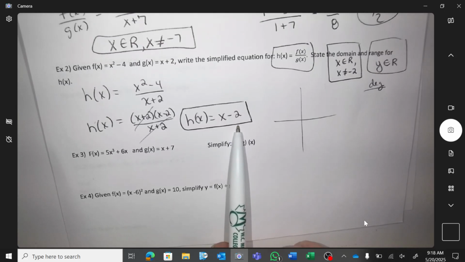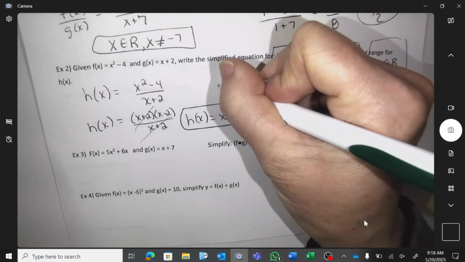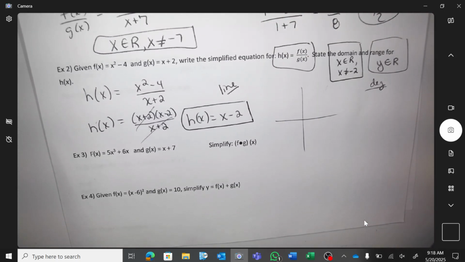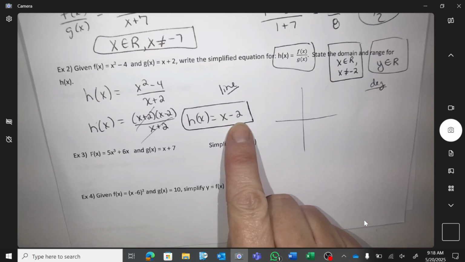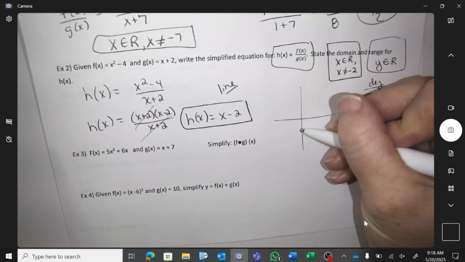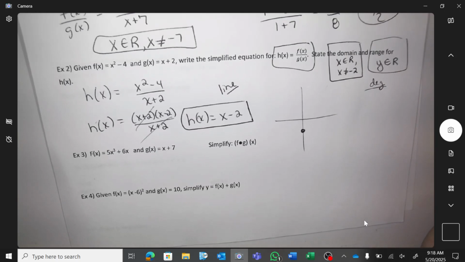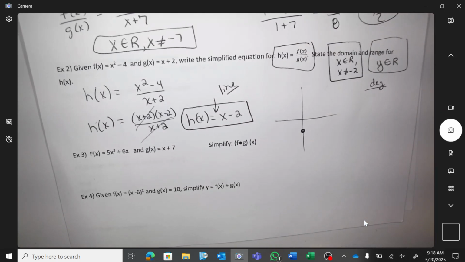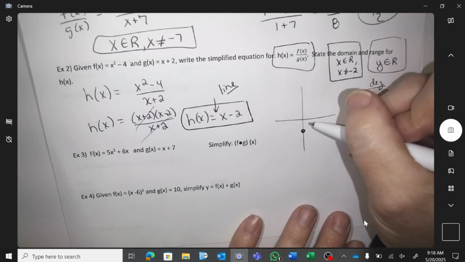What is that shape? When you just have an X in here. That's a line. What do you know? 2 things. -2 is your y-intercept. And your slope is what number in front? 1. How do you do a staircase of 1 step? 1 step, 1 step.